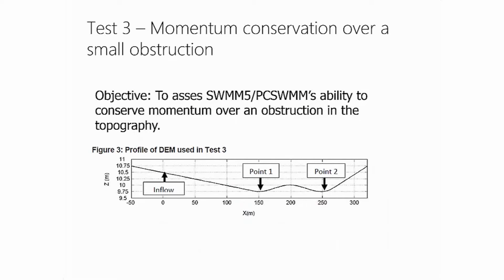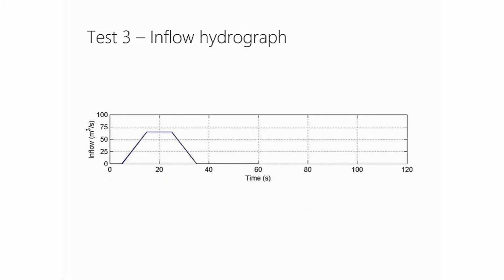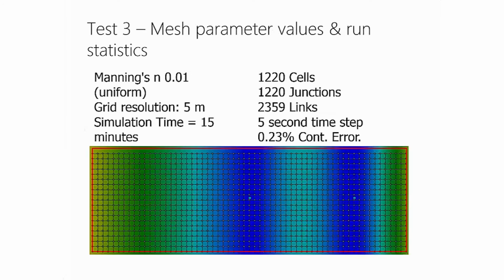Moving on to test 3, it's called Momentum Conservation over a Small Obstruction. The objective was to assess PCSWM's ability to conserve momentum over an obstruction. So you can see, like in all of the tests, the inflow hydrograph was introduced on the left-hand side of the DEM, and we're interested in the water surface elevations for point 1 and point 2. This is looking down onto the DEM. Again, the inflow boundary condition is on the left-hand side. And this was the inflow hydrograph we used. This is what the mesh looked like. We used a Manning's roughness of 0.01, a grid resolution of 5 meters, and a simulation time of 15 minutes.